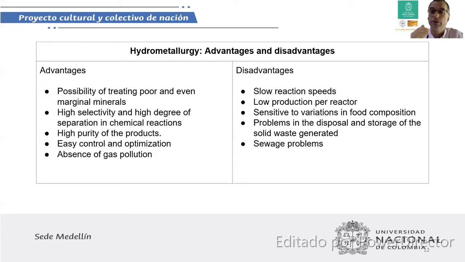Of course, the purity of the final product could be very high. It's important. Also, it's easier to control the reactors, because the reactors in hydrometallurgical processing are not complicated. It's easy to manage, and you don't have gases. This is important in hydrometallurgical processing. You don't have gases, and it's easy to manage the processing.